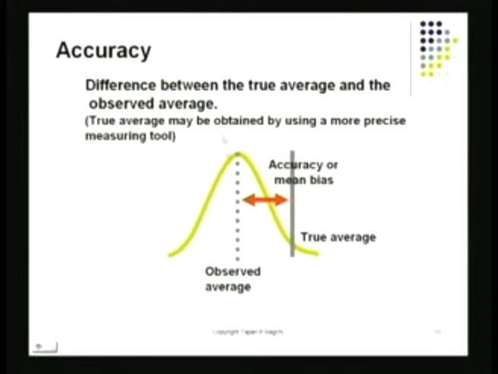The observed value, I have a true value there, which is the true average of the process. Then I've got this average value. This average value is the observed average value. The moment the average value differs from the true average, I say there is a bias in the system, or the system is not accurate. So that's an indication of inaccuracy of the system.